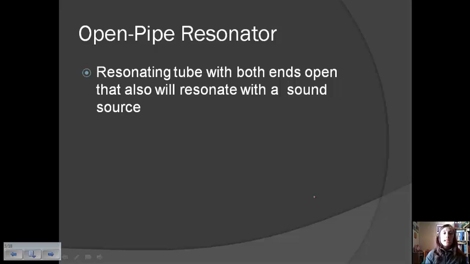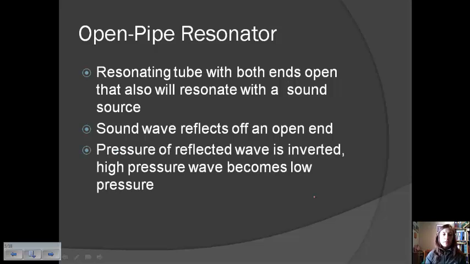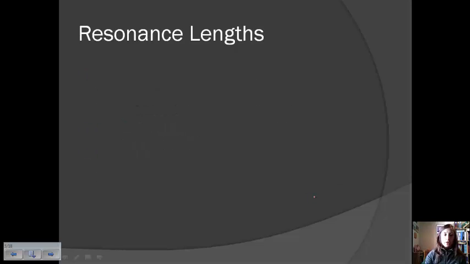The other type of resonator instrument we can look at is an open pipe resonator. This is a resonating tube with both ends open that also will resonate with a sound source, just like the closed pipe. And in this case, the sound wave reflects off of an open end. So the pressure of the reflected wave gets inverted, and the high pressure wave becomes a low pressure wave.